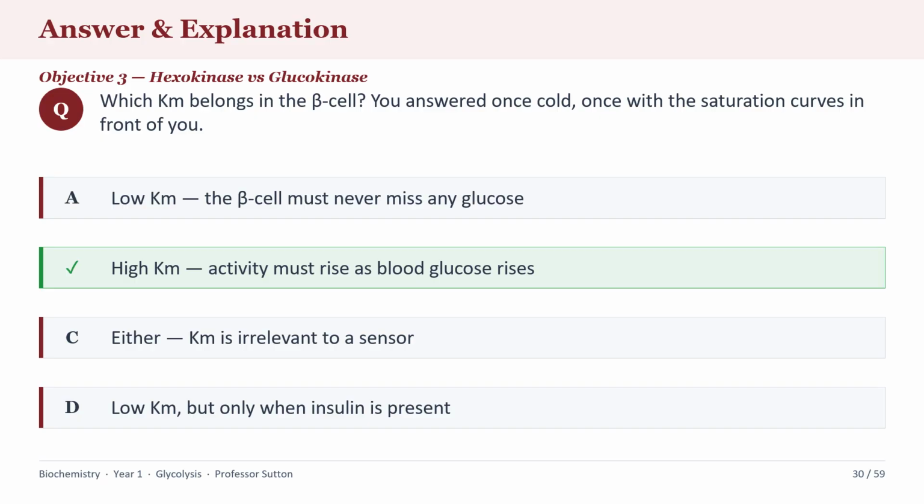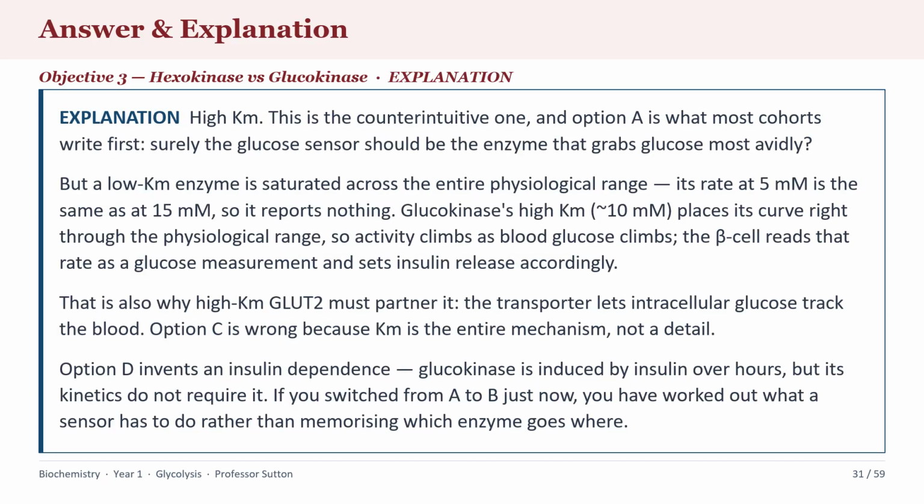That is why the answer is B. Okay. In the beta cell, the rate of glucokinase sets the rate of glycolysis, which sets the ATP concentration, which closes the ATP-sensitive potassium channel.